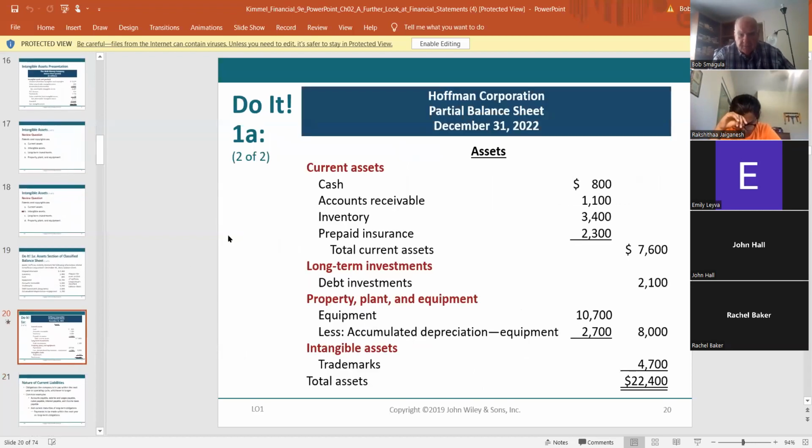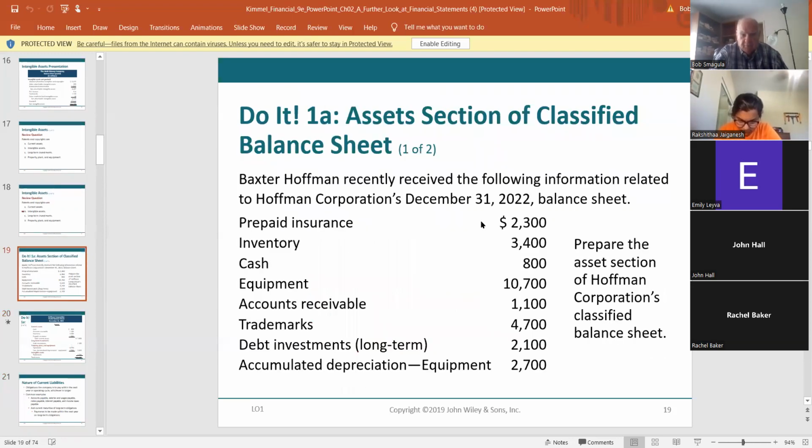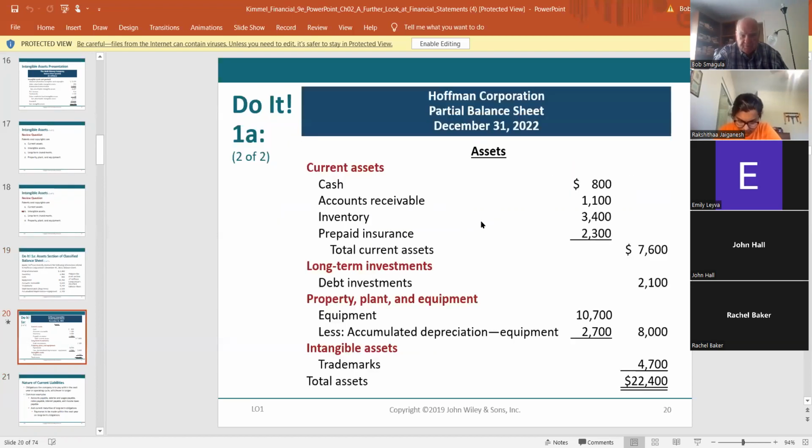Let's see. Cash, accounts receivable, inventory, prepaid. So your current assets total $7,600. And then we're going to have a section for long-term investments, which you see here. Property, plant, and equipment, which is another term for fixed assets. Equipment, 10,700 minus that accumulated depreciation number gives you the net book value. And this company has trademark protection.